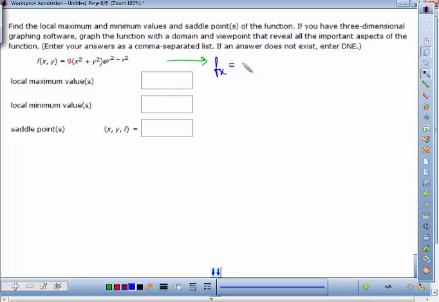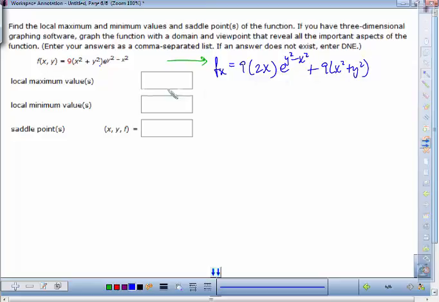Derivative of the first, this would be 9 parentheses. The derivative of the inside is just 2x times the second, e to the y squared minus x squared, plus the first times the derivative of the second. So this is e to the y squared minus x squared times the derivative of the inside, which is going to be 2x negative, the derivative of the power.